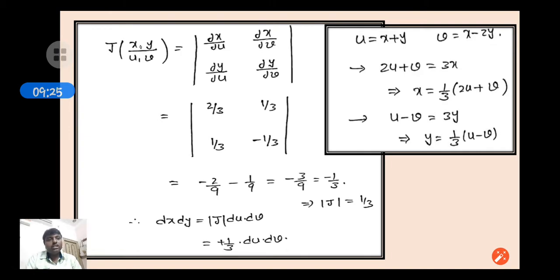I require only the modulus of the Jacobian, so I avoid the negative sign here. So that's why modulus of J is equal to 1 by 3. So finally I am finding dx dy is equal to Jacobian times du dv, that is nothing but 1 by 3 into du dv. Till now I have transformed the region from parallelogram to rectangle. After that I transform dx dy. Dx dy is equal to J into du dv.